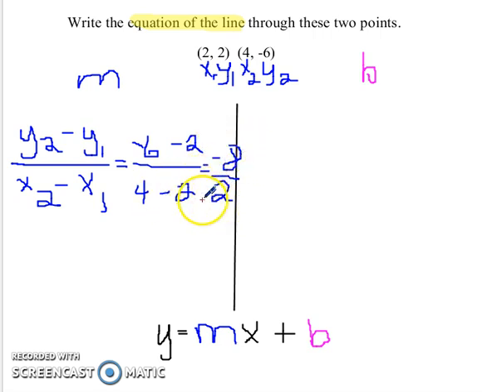Remember, a fraction is a division problem. What did I say? A fraction is a division problem. I can get my calculator out and just do this on my calculator. Negative 8 divided by 2 gives me my slope, which is negative 4. Now watch how this is going to help your brain a bit.